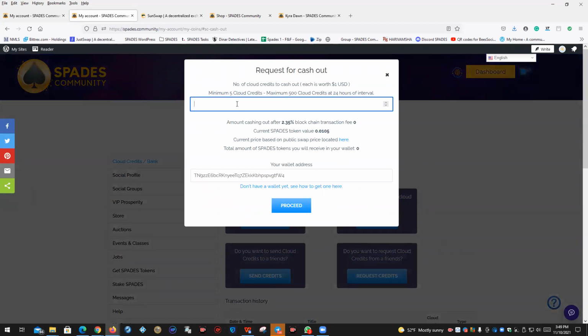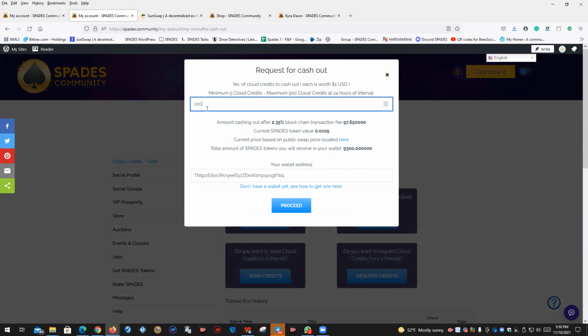So let's say that I am going to cash out $100 worth of cloud credits, because each credit is always worth $1 US. This way, it does not fluctuate for the things that you're buying on the site or the things that you might be selling on the site, and there's no blockchain transaction fee that comes with moving cloud credits. Whenever you use a blockchain, there's always a blockchain transaction fee.